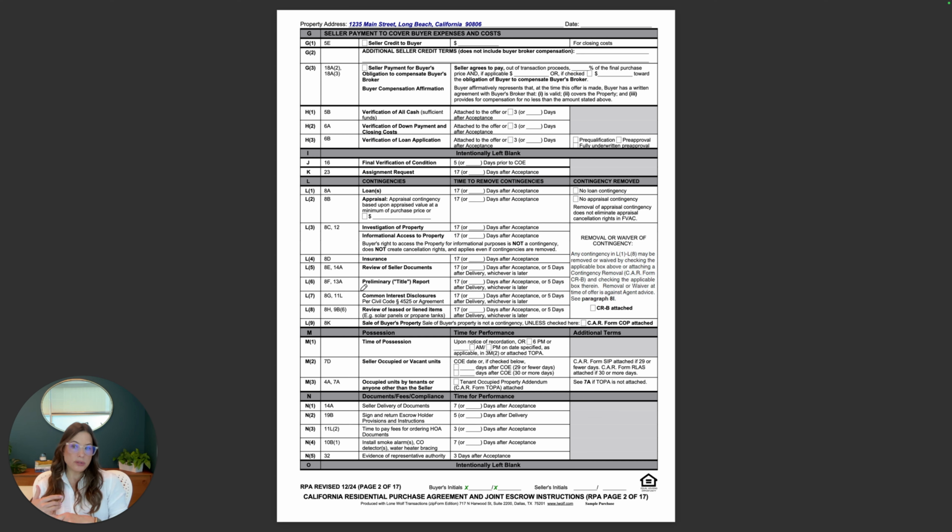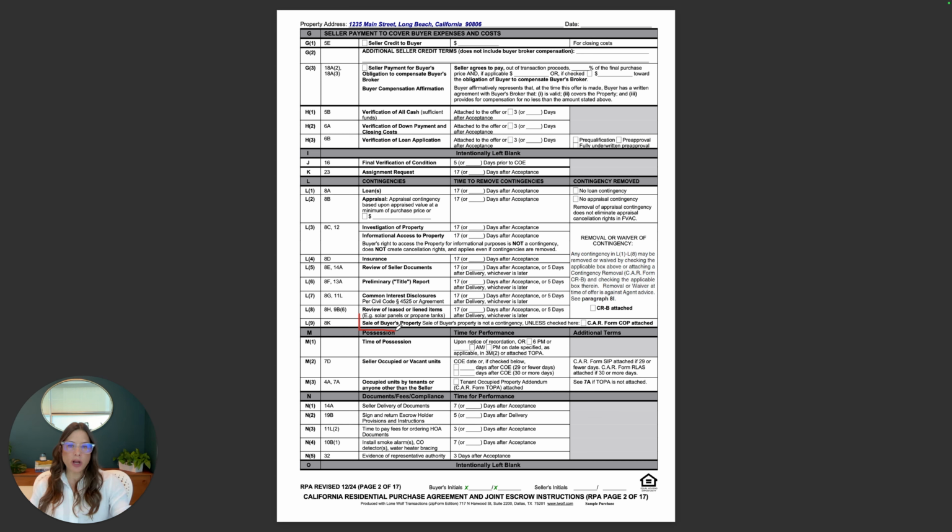But the rules and the meeting minutes will give you the most relevant information on what's going on within that community. Review of leased or liened items. If a seller has solar and there's a lease or a lien on the property due to that solar, you have the opportunity to review all that.